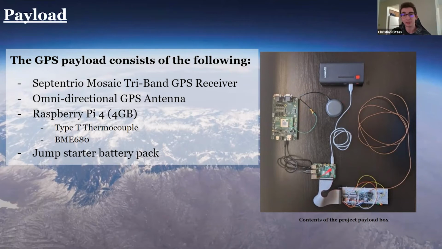And then we also had a Raspberry Pi in there, and connected to the Raspberry Pi, we had a BME680, which collected digital temperature and humidity, air quality, and a few other things. And then we also had our Type T thermocouple over here. This is just an analog wire that uses resistance to determine temperature. And then we also had our battery pack.